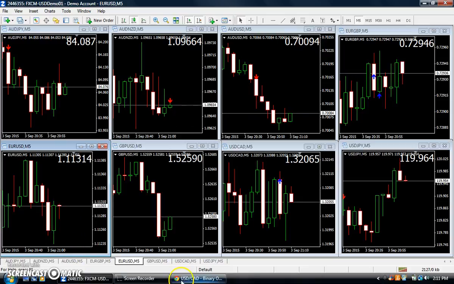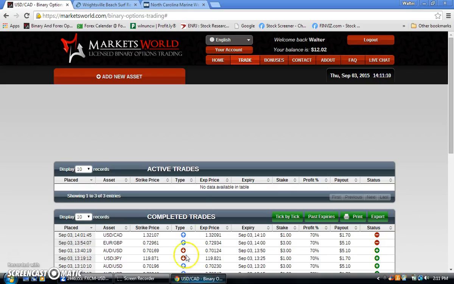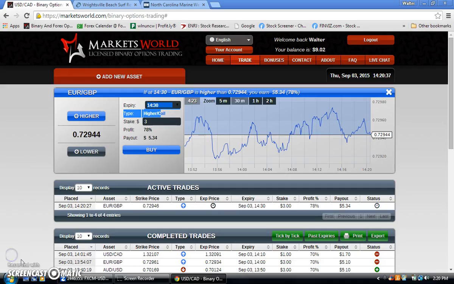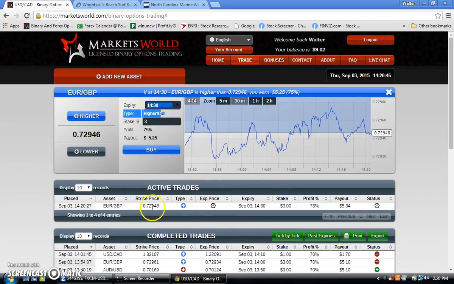But everything is looking good again. We'll go ahead and take another trade. Alright. Alrighty, we got a trade placed. Euro Great Britain Pound. Got me in at 946, and it's at 946.